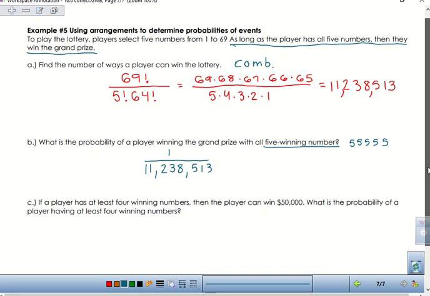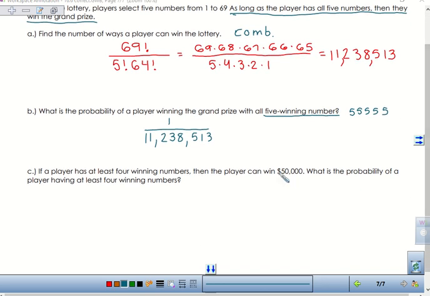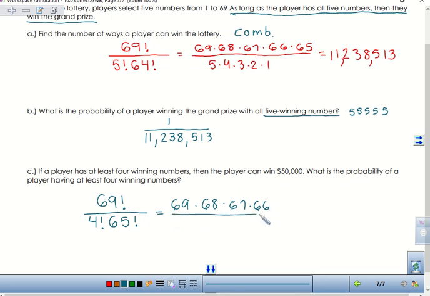All right, and then the last one says, if a player has at least 4 winning numbers, then they can win 50,000. What is the probability of having at least 4 winning numbers? It's actually a little bit different. It's actually a whole other calculation. So, how many numbers do you still have to choose from? 69. How many of those do you need to actually pick now? 4. And then what's going to go here? 65. So this one's going to be 69 times 68 times 67 times 66 all over 4 times 3 times 2 times 1.